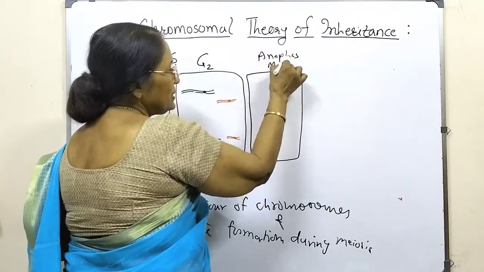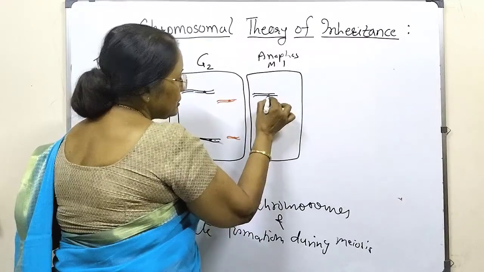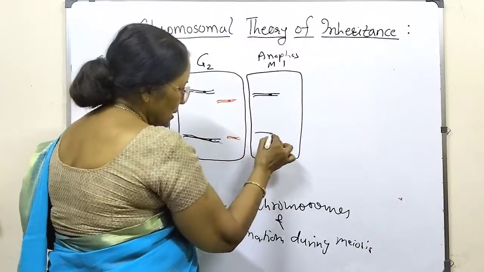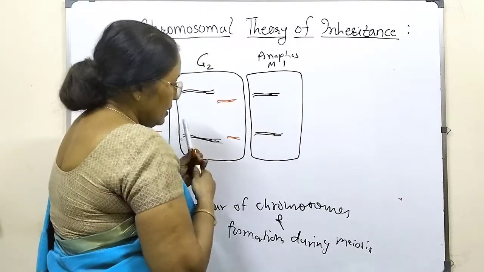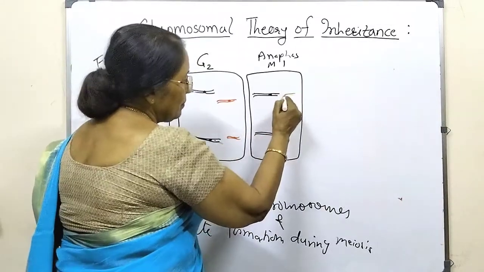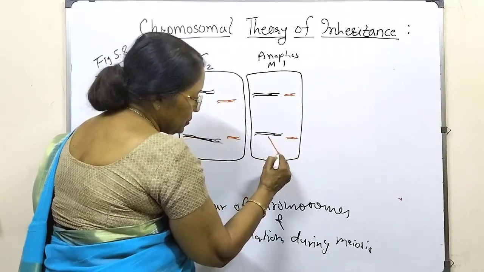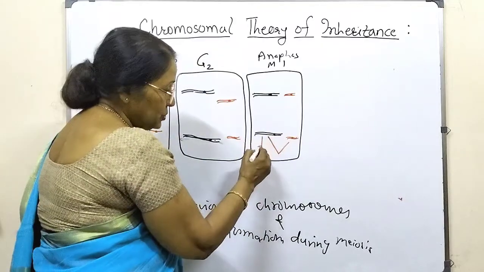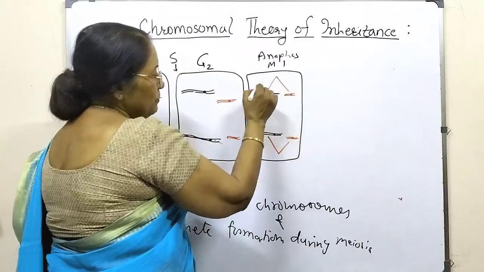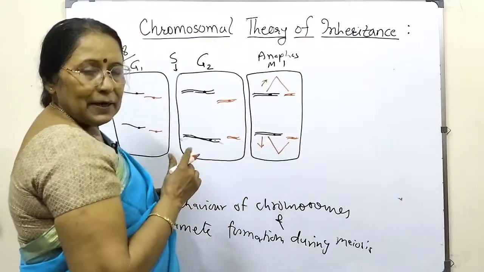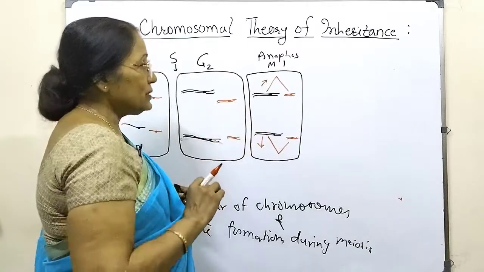Anaphase meiosis 1. In this, now the mitotic spindle, what it will do? ये दोनों स्ट्रैंड समेत इसको अपने पोल की तरफ खींच लेगा. These two will move this side and these two will move this side. So this one will move this side. So each one is having one of the pair of homologous chromosome.